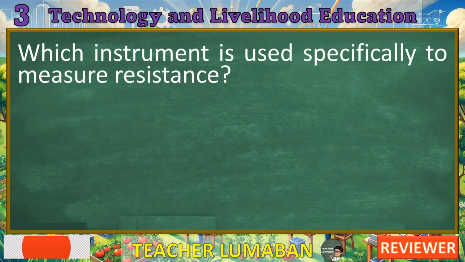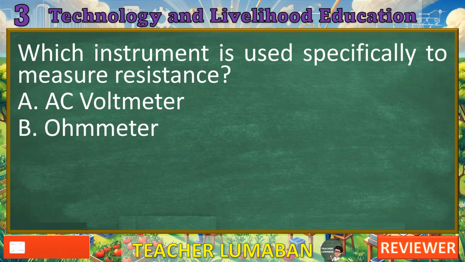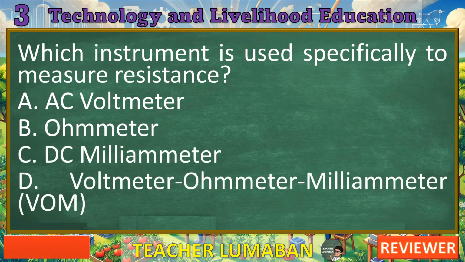Which instrument is used specifically to measure resistance? A. AC voltmeter. B. Ohmmeter. C. DC milliammeter. D. Voltmeter ohmmeter milliammeter, VOM. In the next 5 seconds, select the best response from the available options.